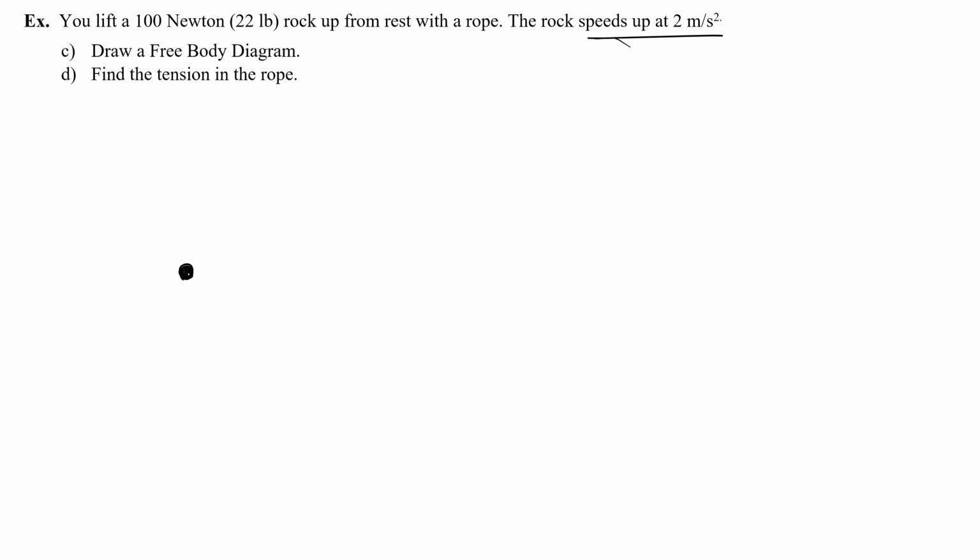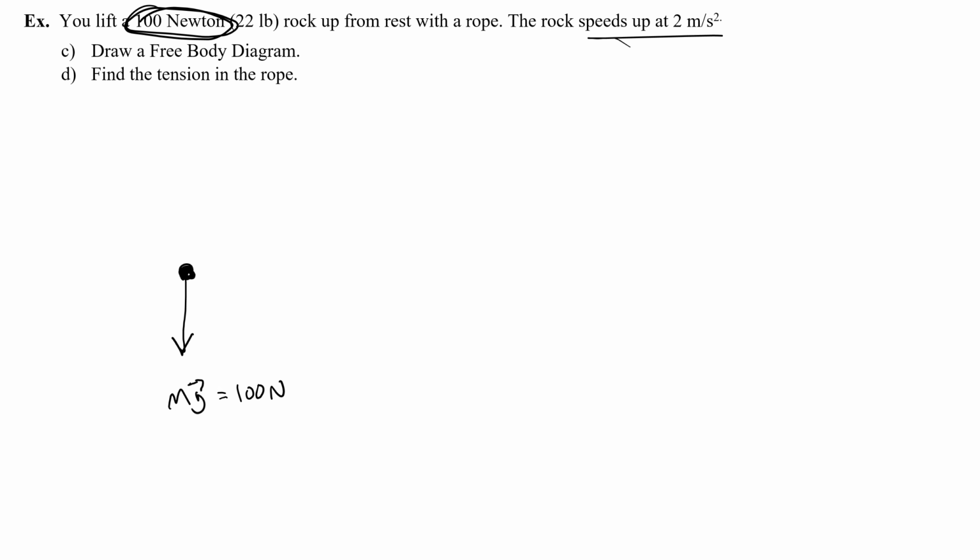Let's start by drawing the free body diagram. The rock has a weight force down, mg, and I actually don't need to calculate that. It doesn't tell me the mass, it tells me the weight. So I know that that is equal to 100 newtons.